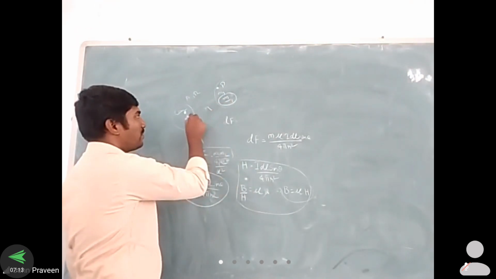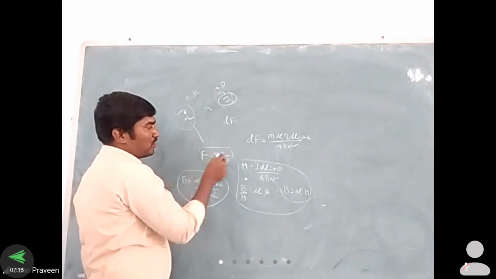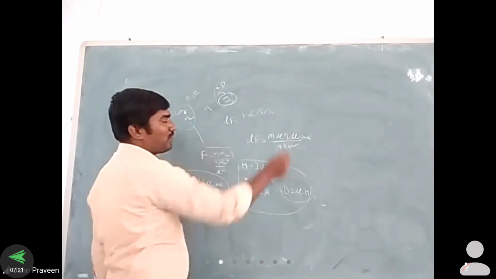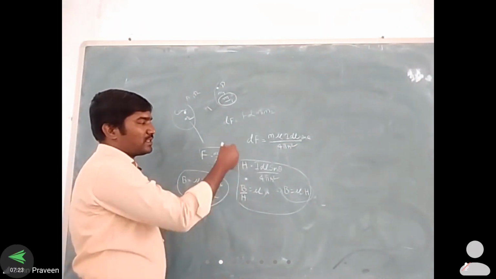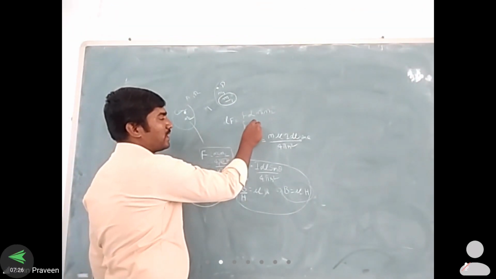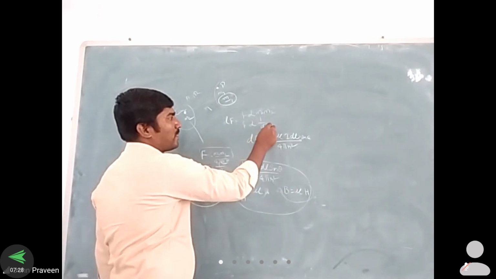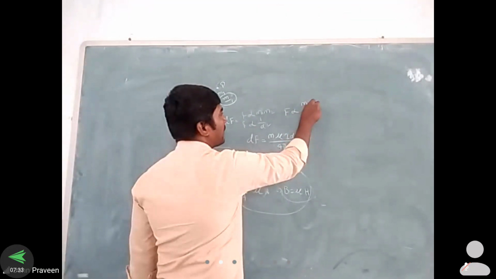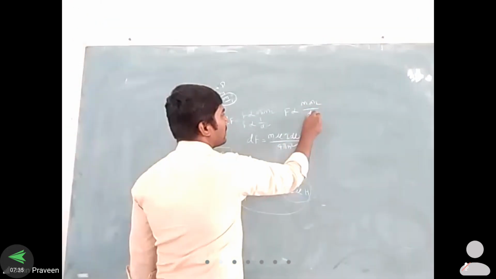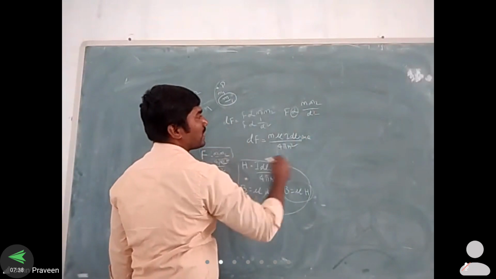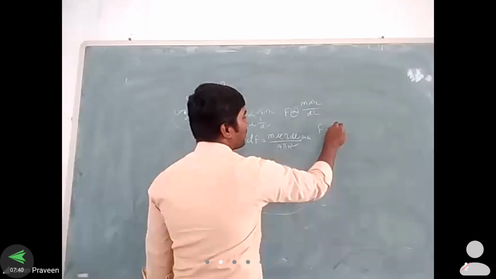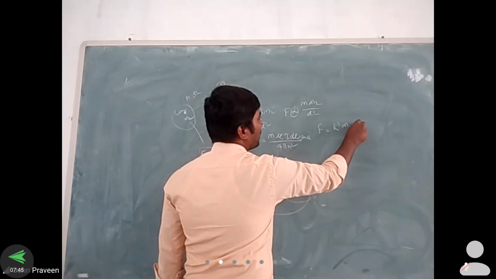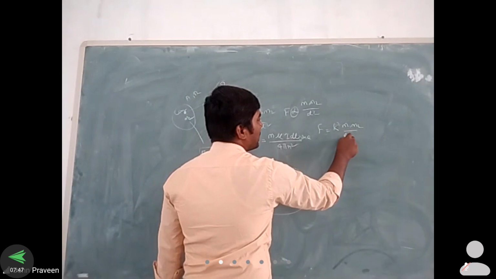You take this as m1 and this as m2. According to Coulomb's law, F is directly proportional to the product of the two pole strengths. F is inversely proportional to 1 by d square. So F is directly proportional to m1 m2 by d square. If we remove the proportionality, we get the equation F is equal to constant k of m1 m2 by d square.